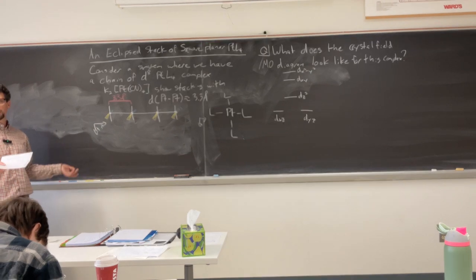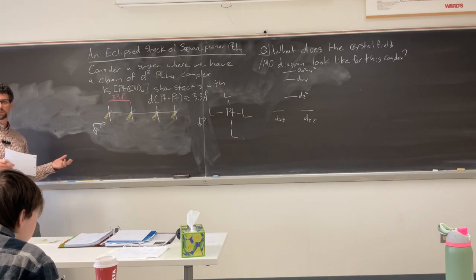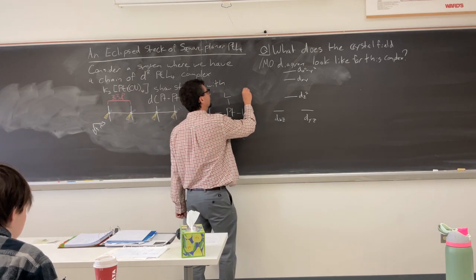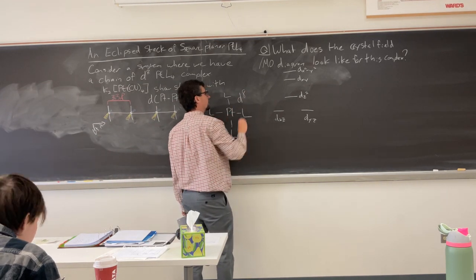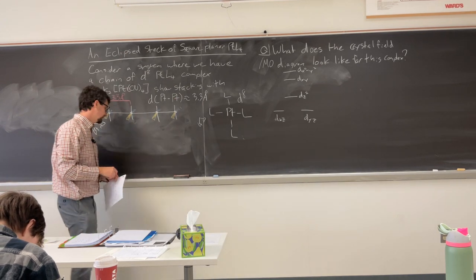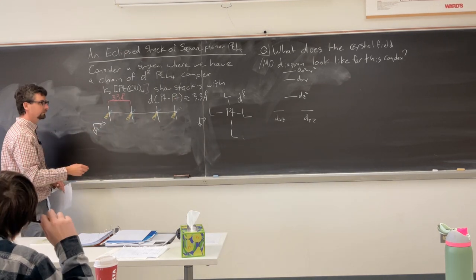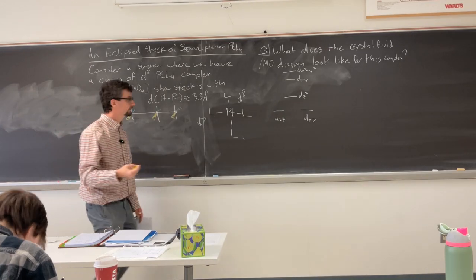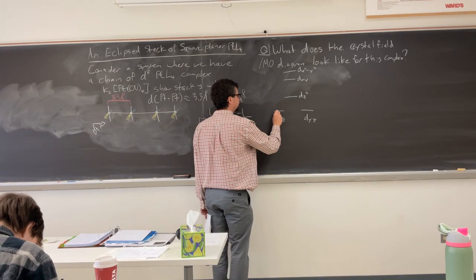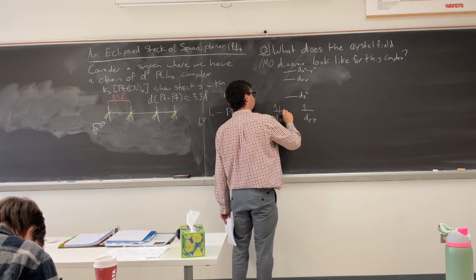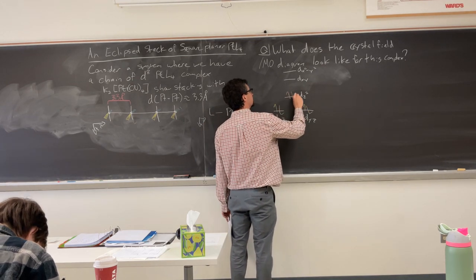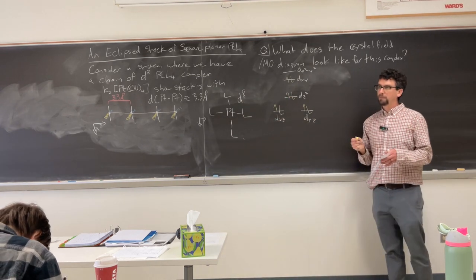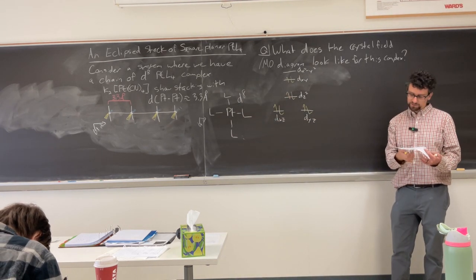Okay, what type of complex did we say this platinum system was? A d what? D8. Okay, a d8. So that means we have 8 electrons to fill. Let's start filling our electrons. 1, 2, 3, 4, 5, 6, 7, 8. And that's what the molecular system looks like.